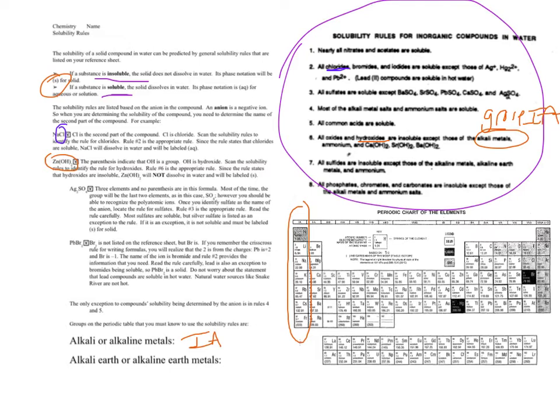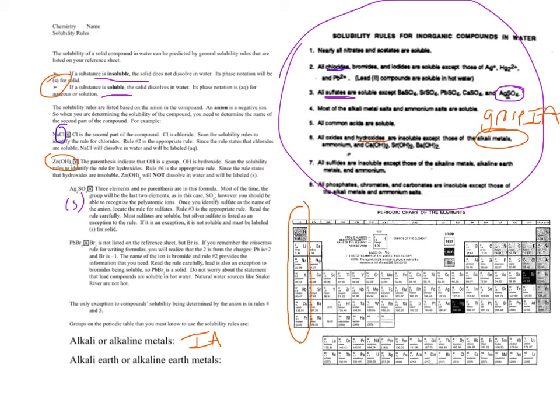For the next example, you have 3 elements and no parentheses, but I'm hopeful at this point you can identify sulfate as a group, and once you do that, you're going to find your rule for sulfates. So sulfates are rule number 2. They're all soluble except silver sulfate. So since silver sulfate is an exception, you're going to have that labeled as an S, since it's the opposite.